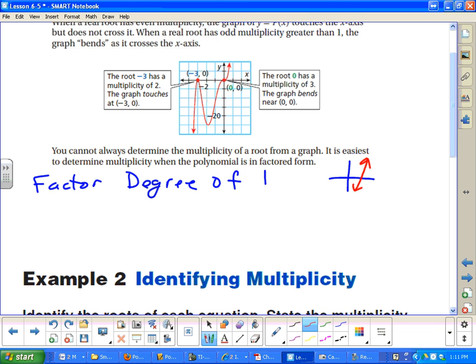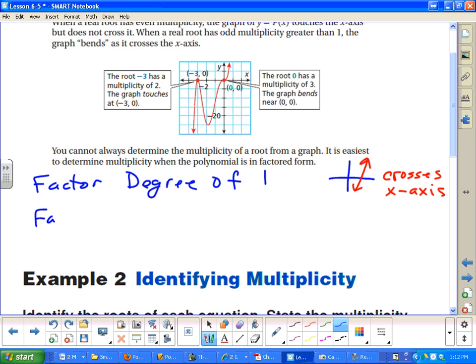And we say in this case that it crosses the x-axis. If a factor has degree 1, then it's going to just cross the x-axis. It's going to look like a linear function. Like a line, y equals x plus 3. It'll just be a graph that looks like that.